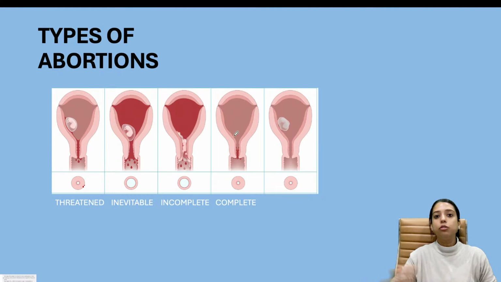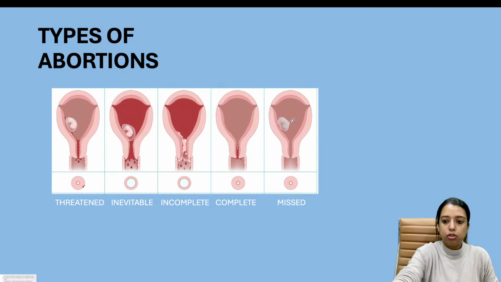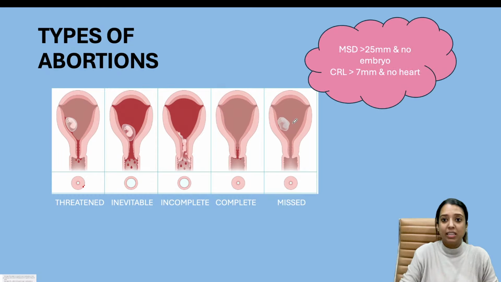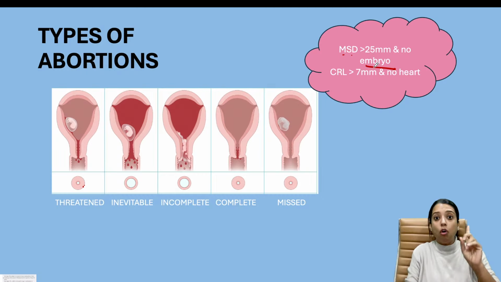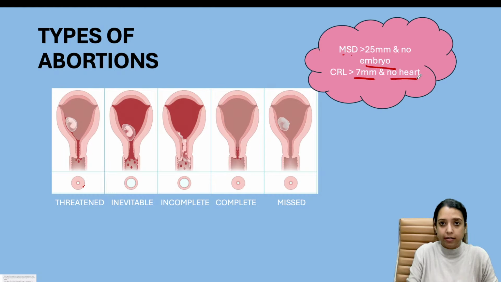For the last scenario, there is no bleeding. Can you see there is no bleeding? Os was closed. He went for the ultrasound, but the ultrasound showed you 2 features. There was a big sac, no embryo. Mean sac diameter 25 mm. 25 mm means this big. It's a big sac but no embryo. Or an embryo of 7 mm is there but no heart. This is the case of missed abortion.